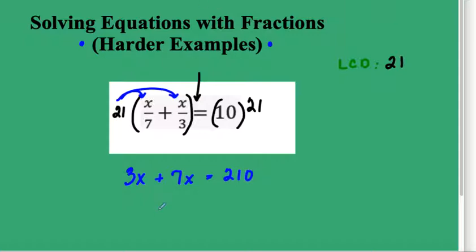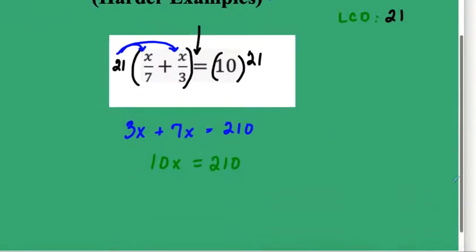All right, now we get 10x equals 210 because we combine the like terms. Then we're going to divide by 10 to isolate the variable. And x would then be 21.